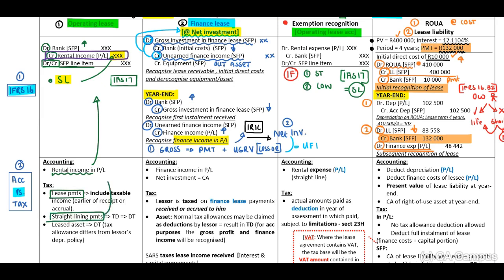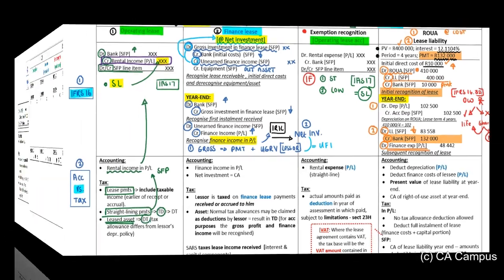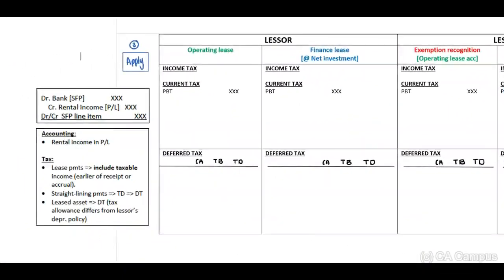We need to remember our straight lining amount, guys. Why? Because for accounting purposes, we will have a straight line amount, a line item in your statement of financial position, and we need to identify that there will be a temporary difference. And our leased asset, who is the owner? Our lessor. Therefore, this will have an effect on our deferred tax. Right, we are still busy with our lessor and our operating lease.